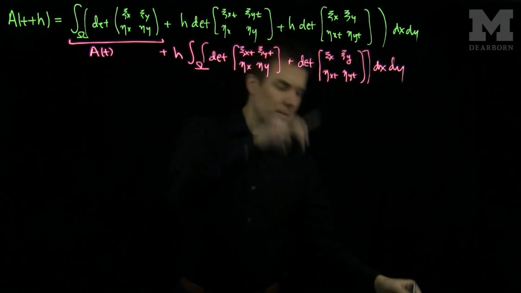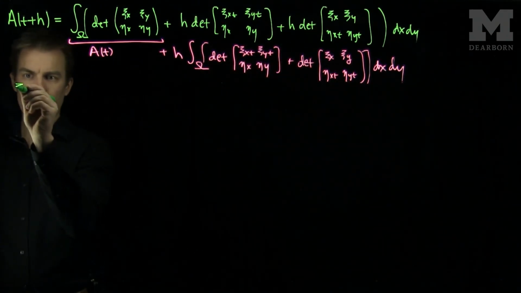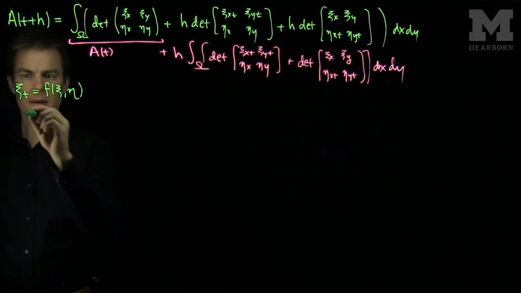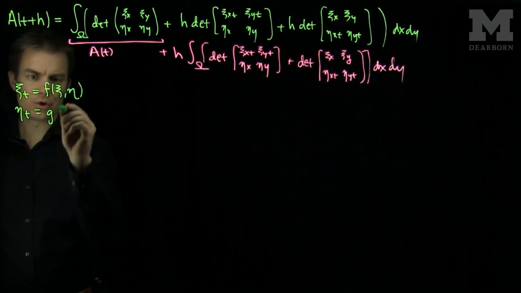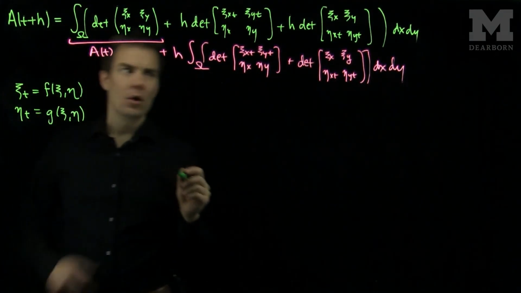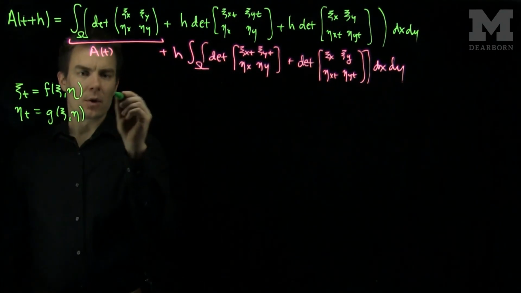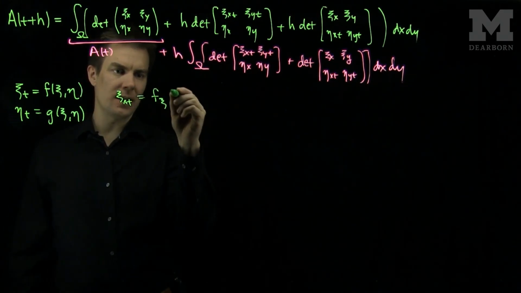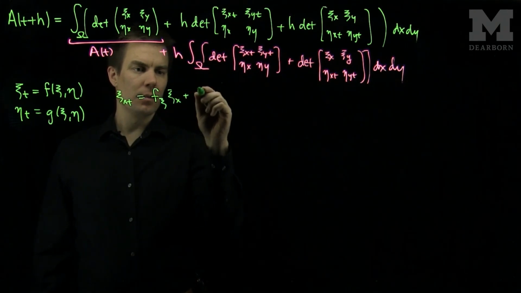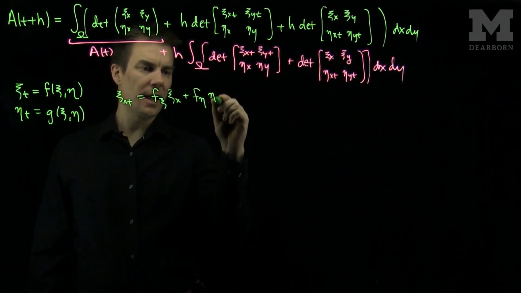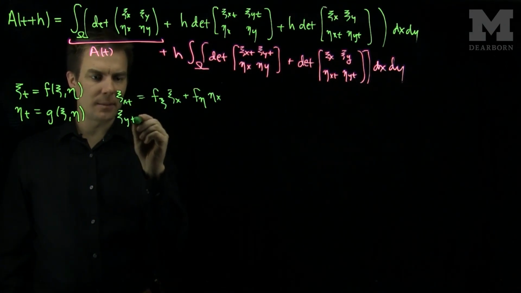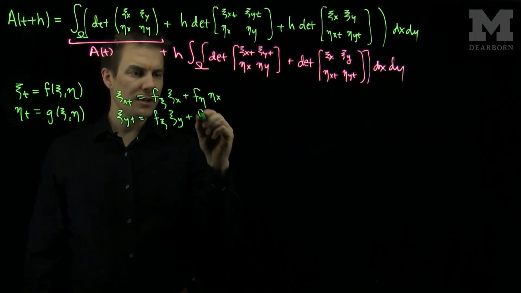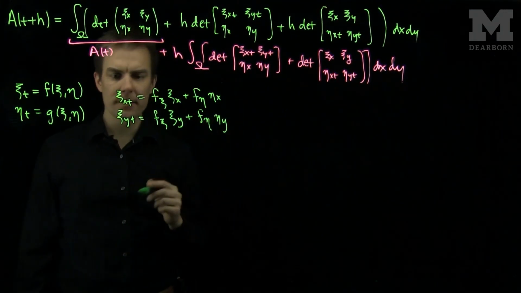And so we'll focus on these other two determinants over here, recalling that x_ξt is f of ξ, η, and that η_t is g of ξ, η. We can find each of these second derivative quantities. We have x_ξt will be f_ξ ξ_x plus f_η η_x. x_ξyt by the chain rule will be f_ξ ξ_y plus f_η η_y.